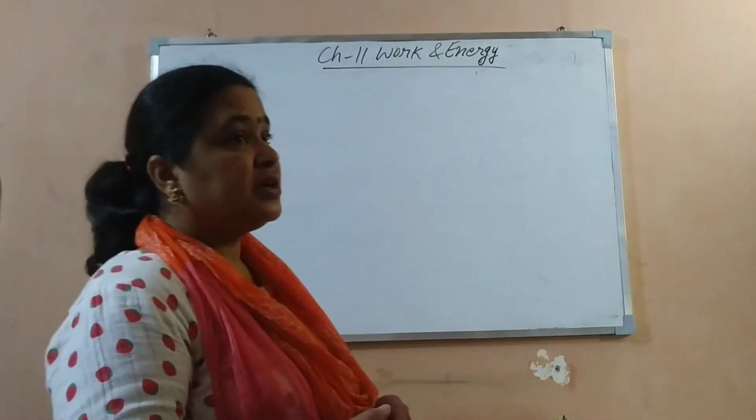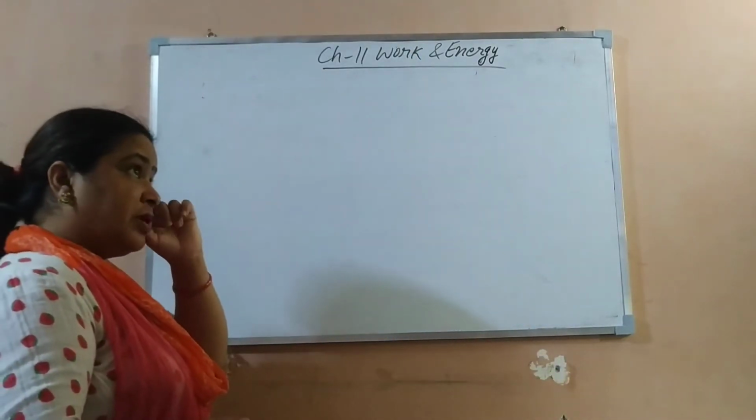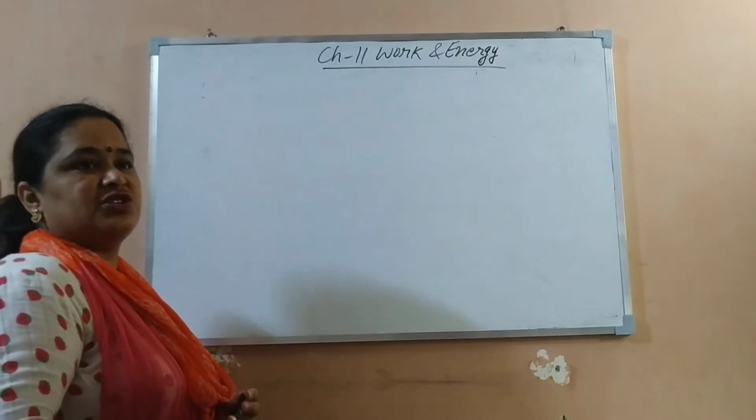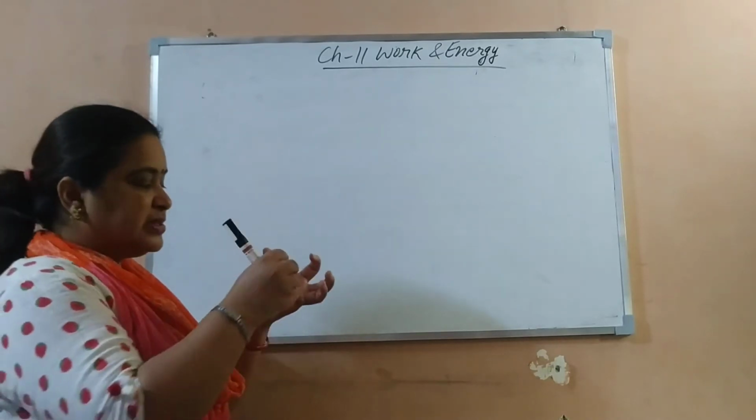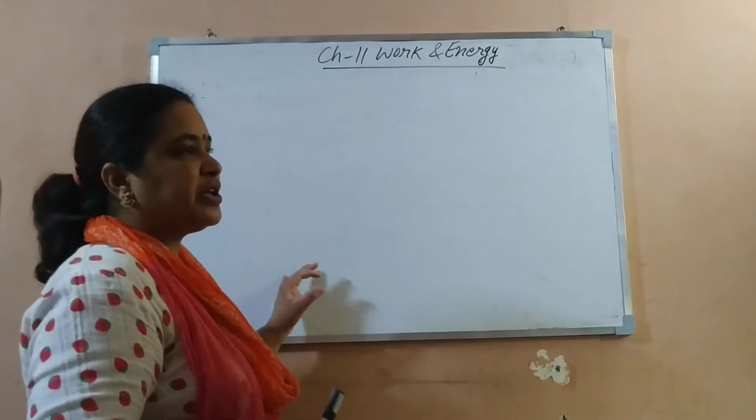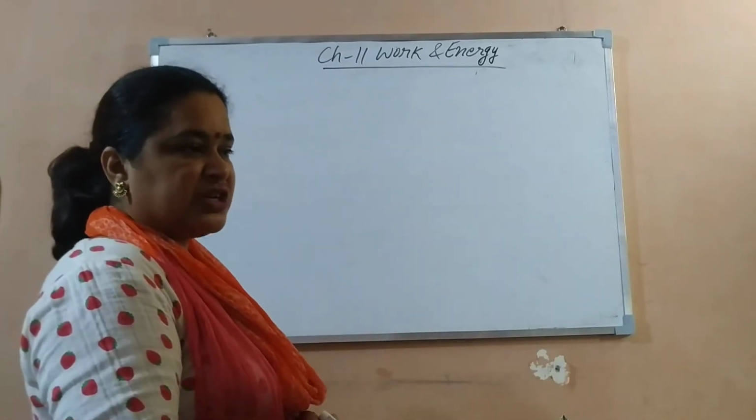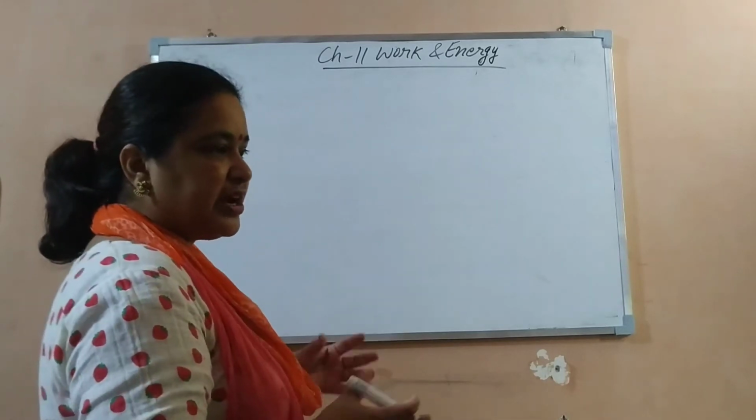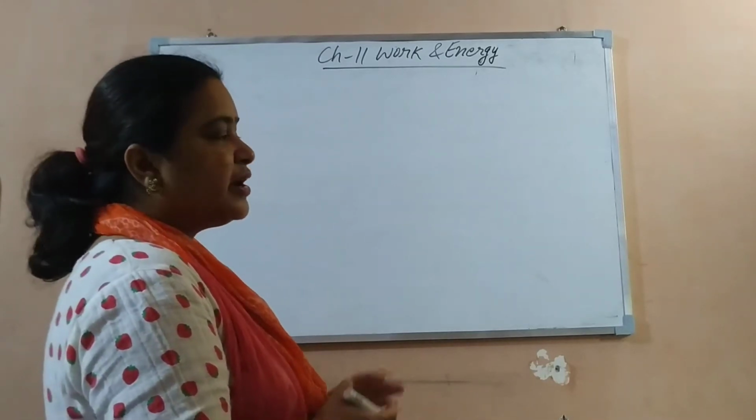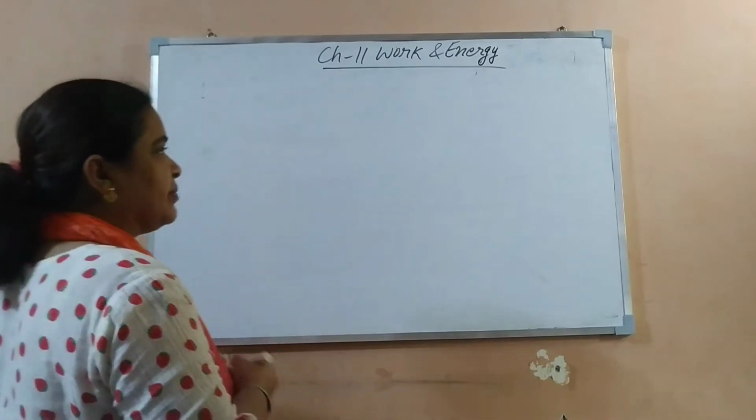So let's start. Last video I explained potential energy, that is the energy stored in a body. Means the stored energy in a body is known as potential energy. Today we will do the expression to find gravitational potential energy, basically the mathematical formula.